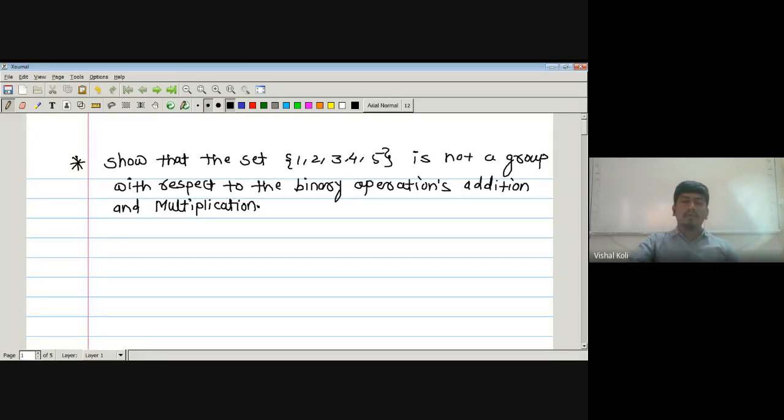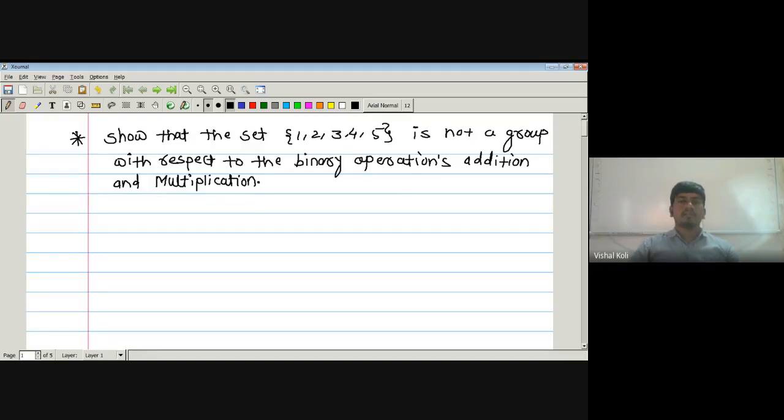So here we have to show that this set G, which contains 5 elements, is not a group. As it is not a group, it fails to satisfy one of the 4 conditions of a group. That is, either it is not closed, not associative, or there does not exist any identity element, or there is one element having no inverse. If any one of these is not true, then the set is not a group.